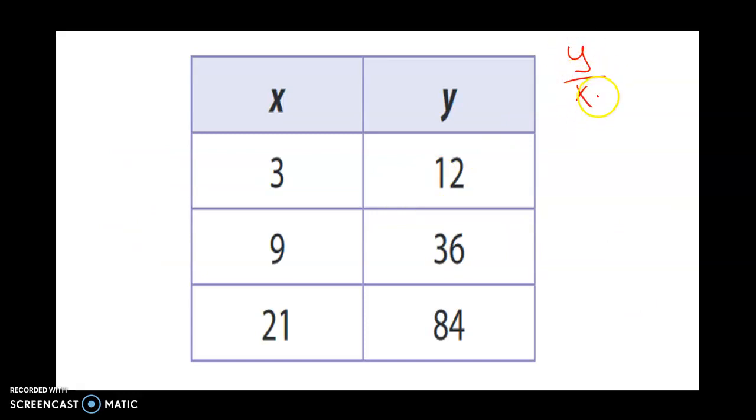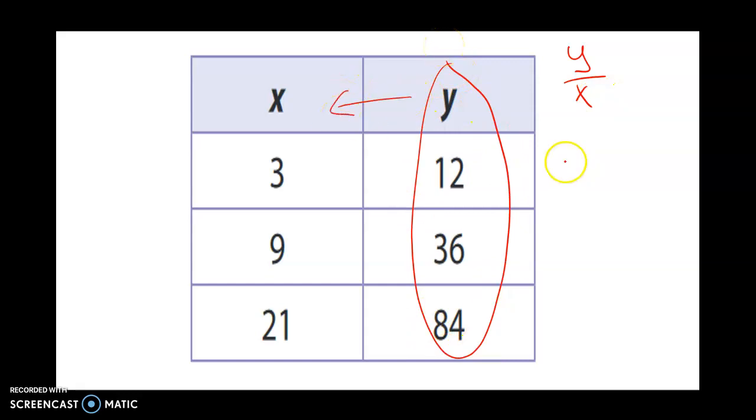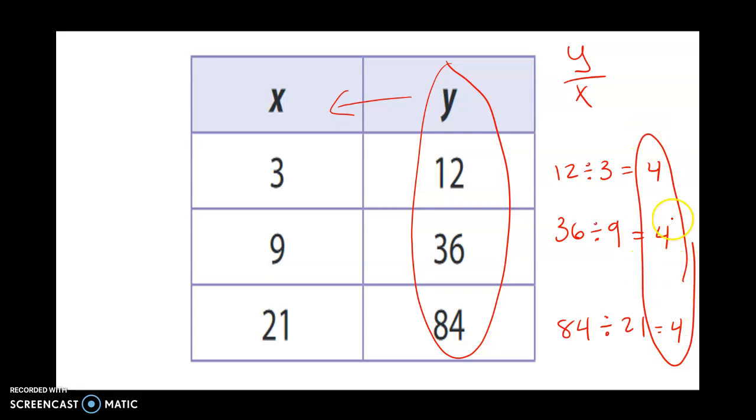y divided by x. So 12 divided by 3 is 4. 36 divided by 9 is 4. And 84 divided by 21. Anyone have a guess? It's 4. Are these all the same? If yes, then they are proportional.